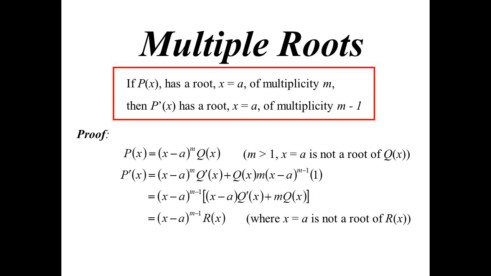Now, we know a is not a solution to this r(x). Because if I sub in a, well, a minus a, the first part will become 0. But the second one, we specified that a was not a solution to q(x). So it would not equal 0 there. So that's good. It keeps it a multiplicity m minus 1. So therefore, the derivative does have a root of x equals a to multiplicity 1 less.